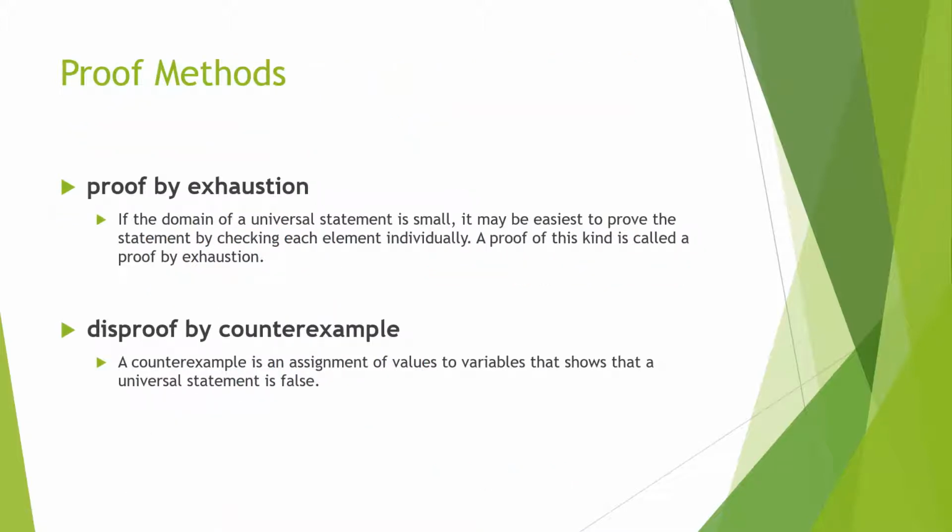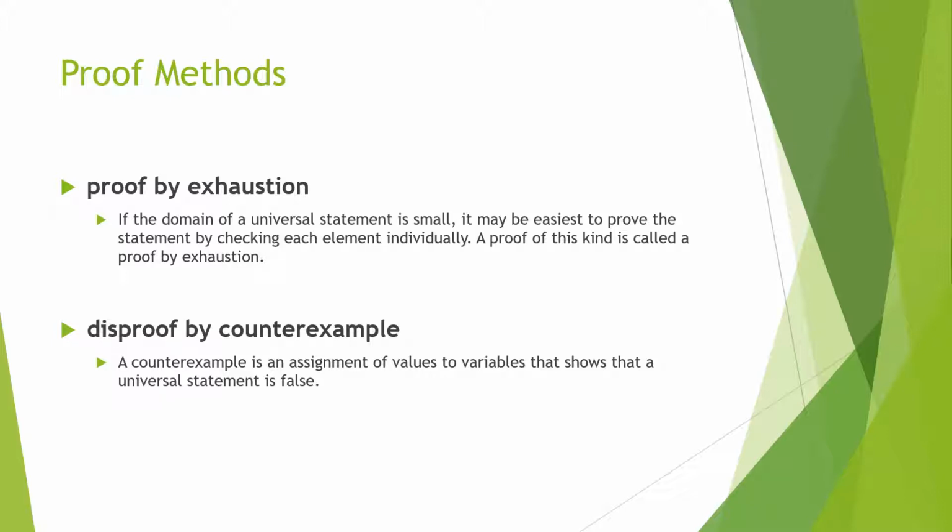So let's introduce a number of proof methods. The first method of proof that we introduce in this lecture is proof by exhaustion. Proof by exhaustion means that when you have a universal statement and you want to prove it, if the domain is finite and the domain is small, then you can prove the claim for every element of that domain, and this way you prove the universal statement for that small domain.